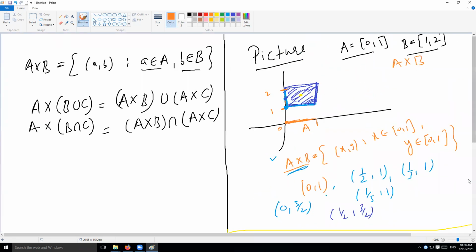So can someone tell me what would be the picture of this first identity? If I want to make a picture of the first identity, how can I make it?